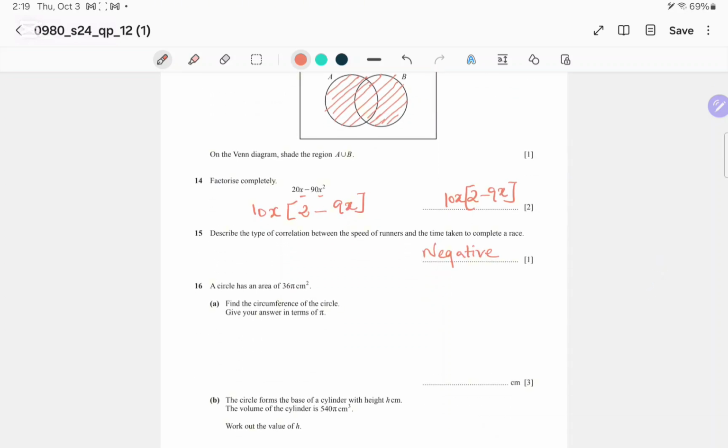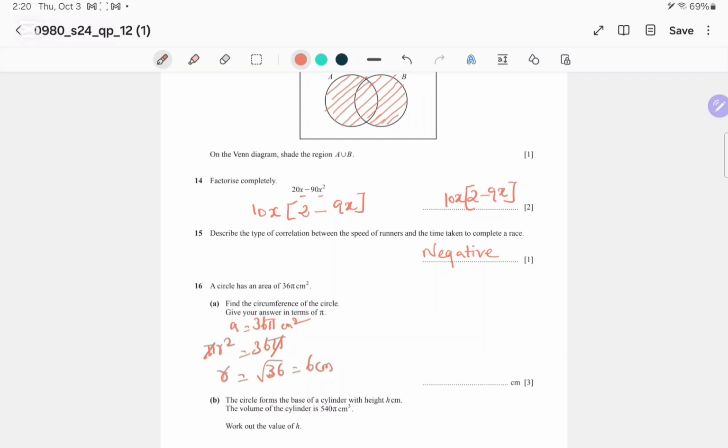Okay, next question. A circle has an area of 36 pi centimeter square. I will write it here: area is 36 pi centimeter square. It is given. So its area formula is pi r square, which is equal to 36 pi. We will cancel out the pi on either side. So r is equal to root 36, which is equal to 6 centimeters. So radius is 6 centimeters.